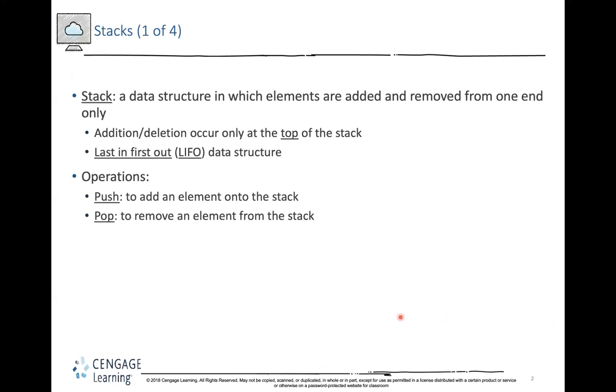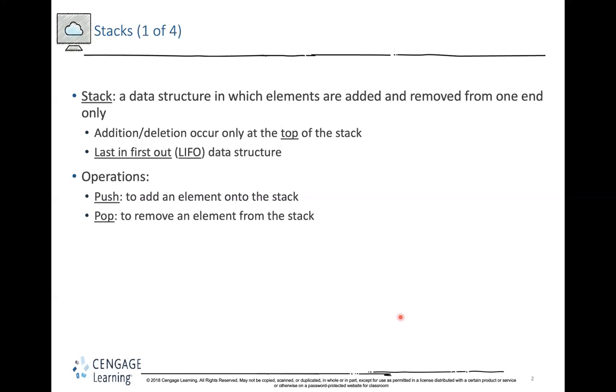What's a stack? A stack is a data structure in which elements are added and removed from one end only. So basically, a stack operates in a way that you can only add or remove elements from the top. And this data structure is called last in, first out, just because that action of adding or removing is from the very top of it. So it's called a LIFO.